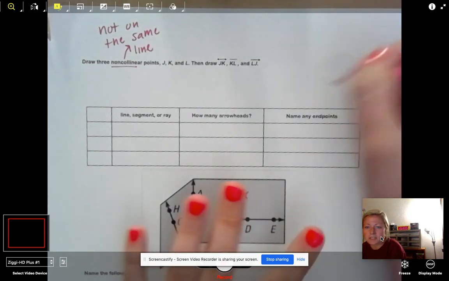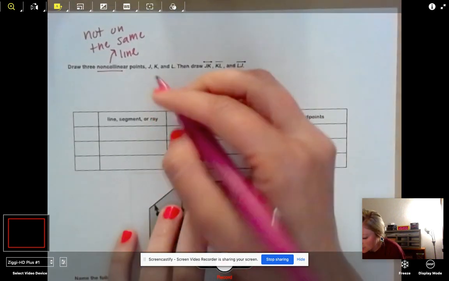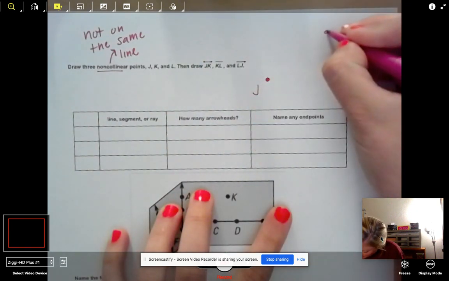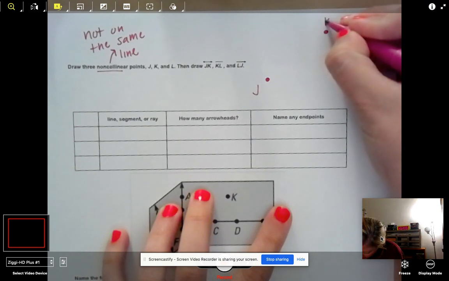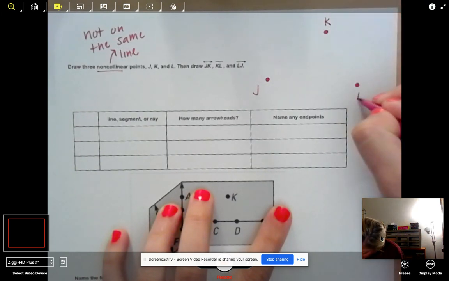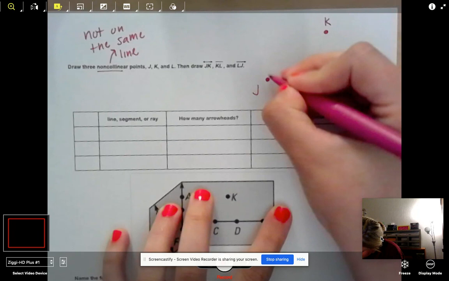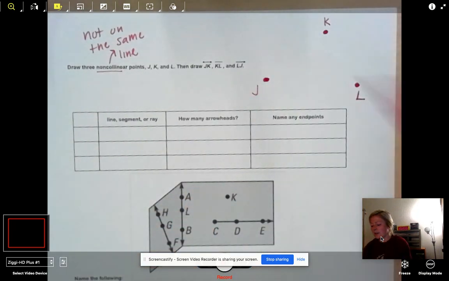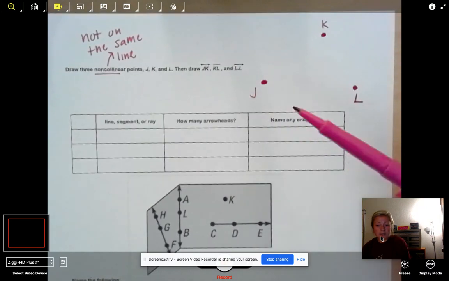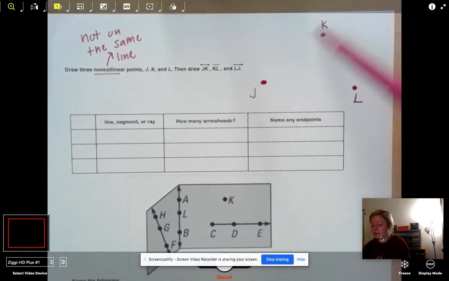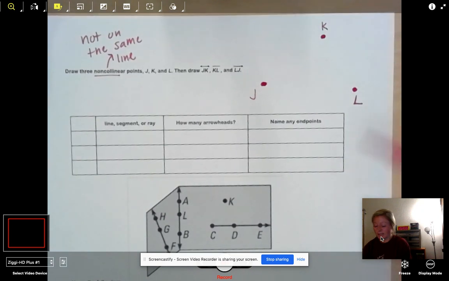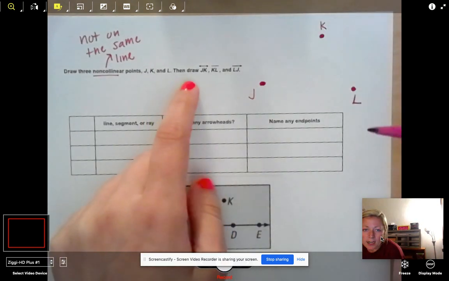So let's just use this empty space here to draw those 3 points. So I'm going to put J right here. I'm going to put K up here and L right there. So do you have your 3 points drawn? So is there any way, just so we're on the same page, for me to draw a line that goes through all 3 points at one time? Not a chance.